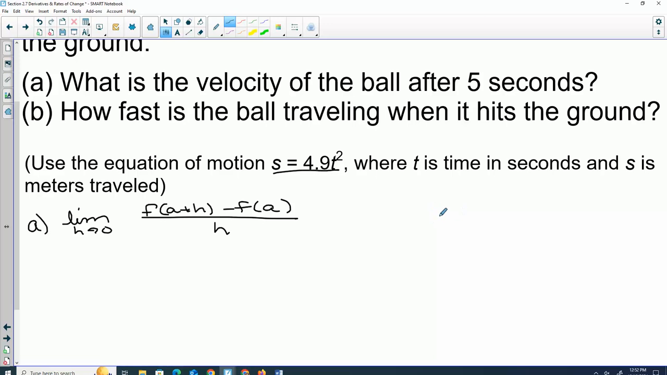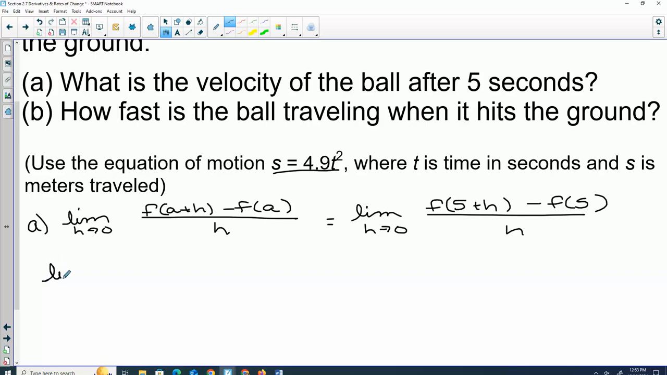Okay. So if I went with definition 2, a is the particular point in time. What point in time are we looking at? 5 seconds. So we're doing f of 5 plus h minus f of 5 all over h. I'm trying to write out exactly what I'm doing, maybe more work than you would have to show, but that way you understand where my numbers are coming from. So I'm doing the limit as h approaches 0.